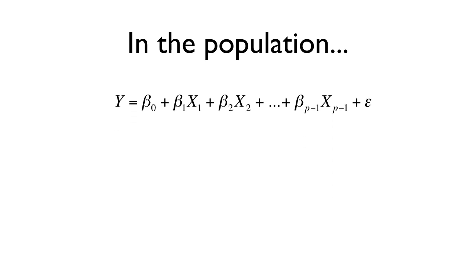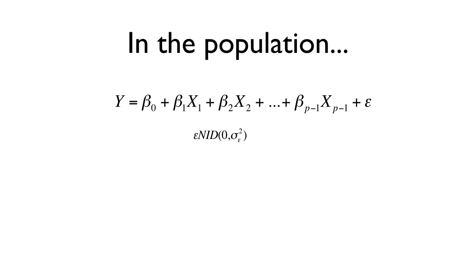In the population, we have this. Y equals beta sub 0 plus beta sub 1 x sub 1 plus beta sub 2 x sub 2 plus dot dot dot beta sub p minus 1 x sub p minus 1 plus epsilon. So that's the population. This is different. This is what we're trying to predict with our data set.